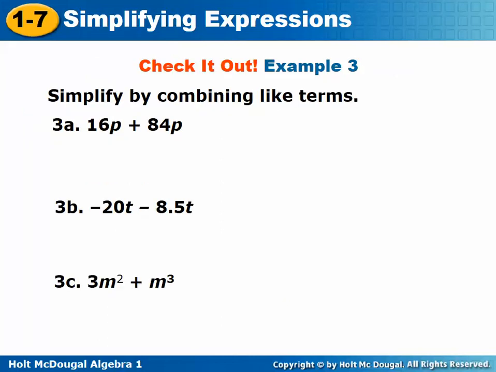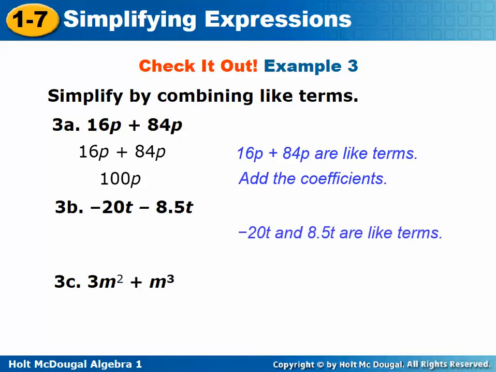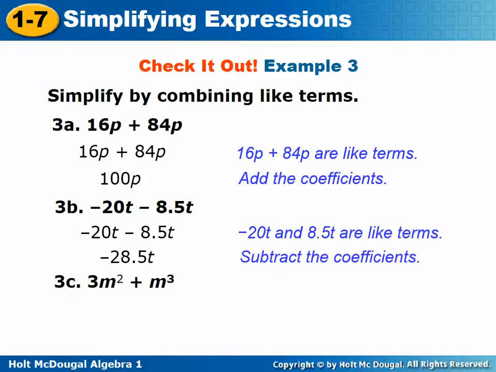All right, let's look at some more examples. In 3a, we have 16p plus 84p. Since those are like terms, we can go ahead and add the 16 and the 84 together. And when we do that, we get that this is equal to 100p. In 3b, we have negative 20t minus 8.5t. Those are like terms because they both have t for a variable. And then we take the negative 20 minus 8.5, be careful there, and you get negative 28.5t.